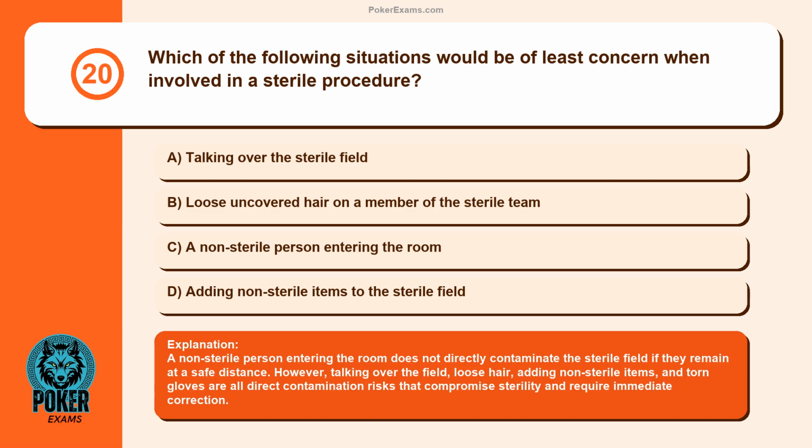A non-sterile person entering the room does not directly contaminate the sterile field if they remain at a safe distance. However, talking over the field, loose hair, adding non-sterile items, and torn gloves are all direct contamination risks that compromise sterility and require immediate correction.